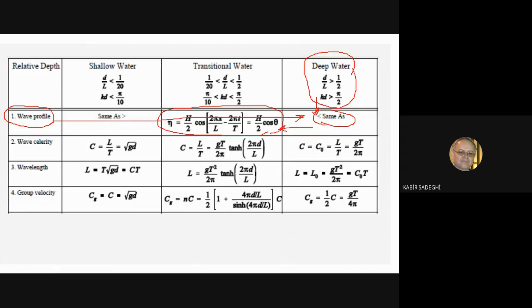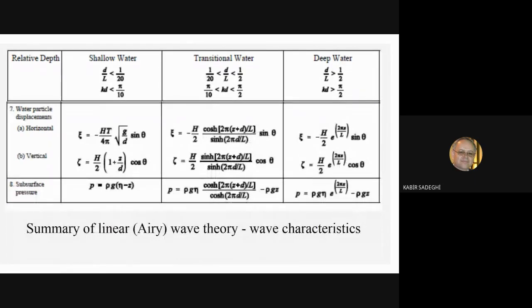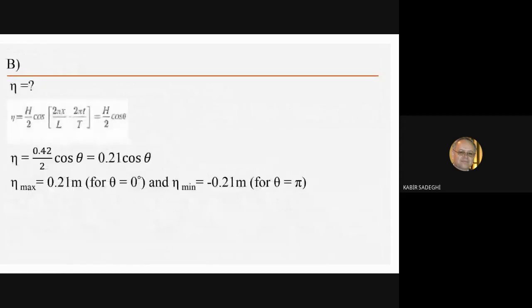Eta for Airy is half of H times cosine theta, for different theta. So we apply this formula. Yes, theta was under question. We found this formula from the table of Airy. We apply the values, the height, and here directly cosine theta. Instead of this one, we put theta here. We didn't go to the details for any location, we apply directly this one. So eta has an equation: 0.21 times cosine theta.